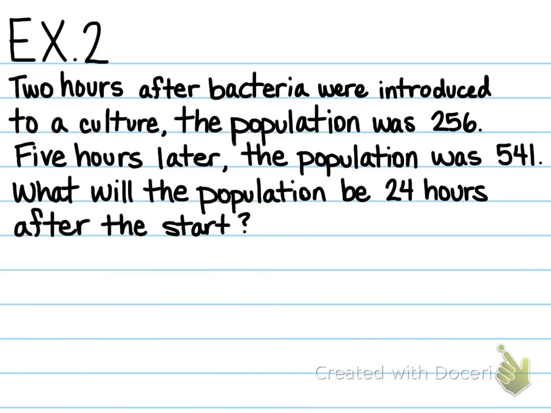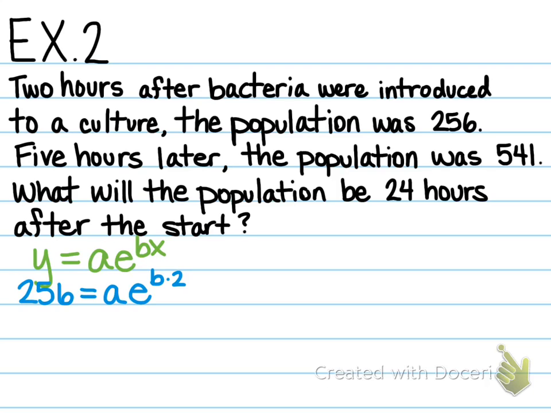Okay, example 2 says that 2 hours after bacteria were introduced to a culture, the population was 256. 5 hours later, the population was 541. And they want to know what the population will be 24 hours after the start. Okay, so again, this is an exponential growth problem. So we're using y equals a times e to the bx. And I went ahead and plugged in for the starting information that they gave me. We know that 2 hours after bacteria was introduced, the population was 256. So after 2 hours, there was 256 of this bacteria. We don't know the initial amount, A.